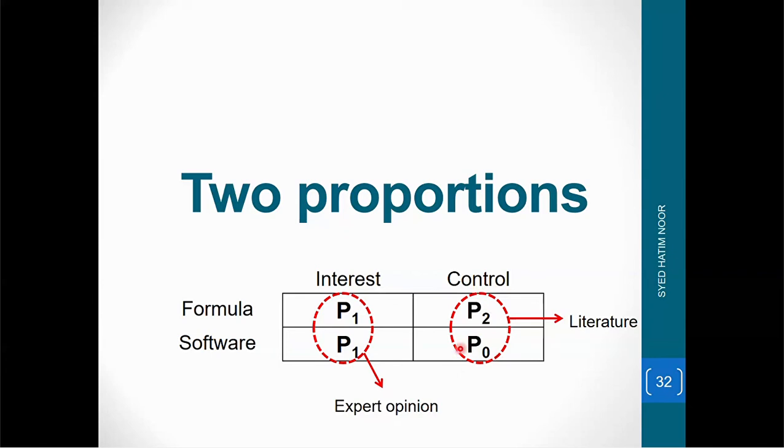If you see P0 in the software, this is for control. If you see P2 in the formula, this is also for control. The proportion for control we take from the literature. Our interest, this is based on expert opinion. That means you can estimate based on your expert opinion.